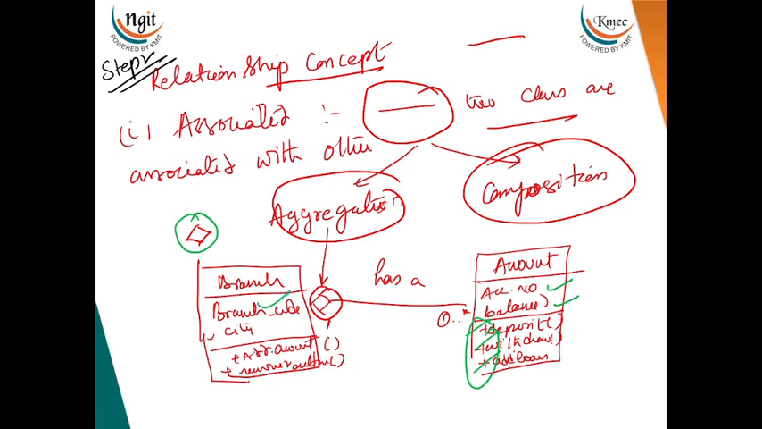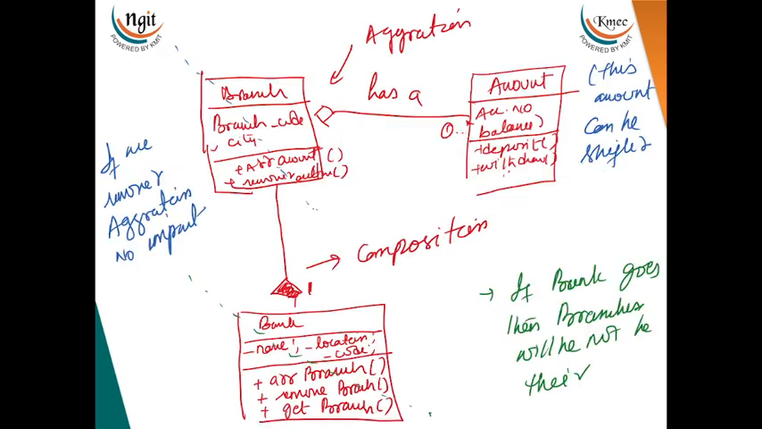What is the branch code? Add account, remove account, all these operations are called aggregated, which is a part of it. Branch has an account, car has a steering, car has four tires, that becomes an aggregated part of it. Now look, account, branch.